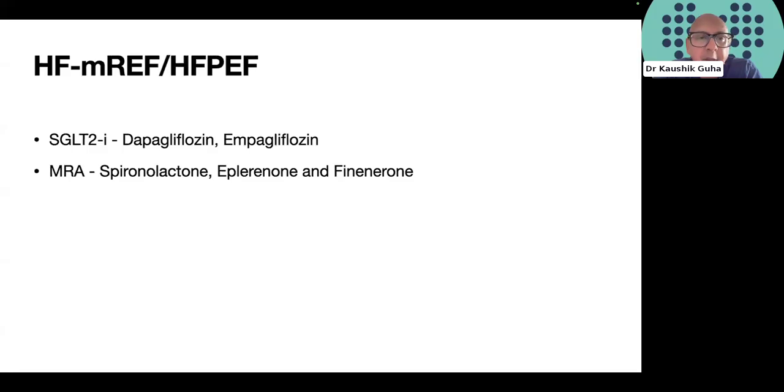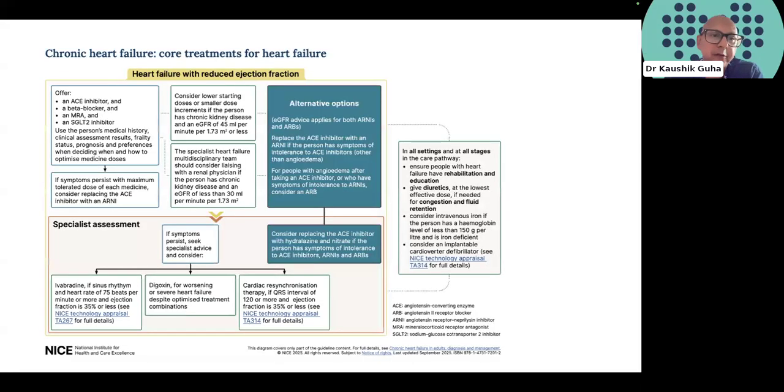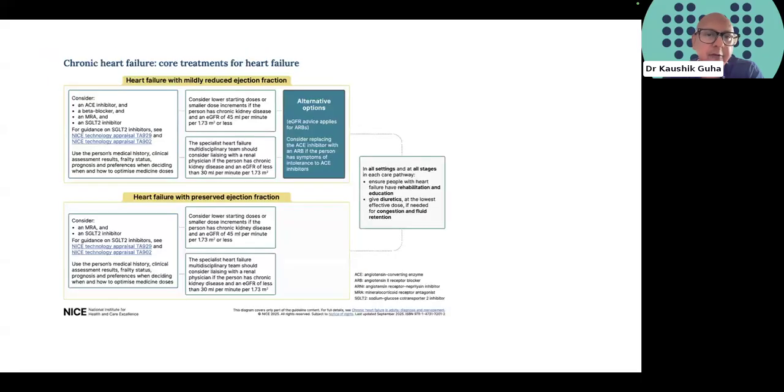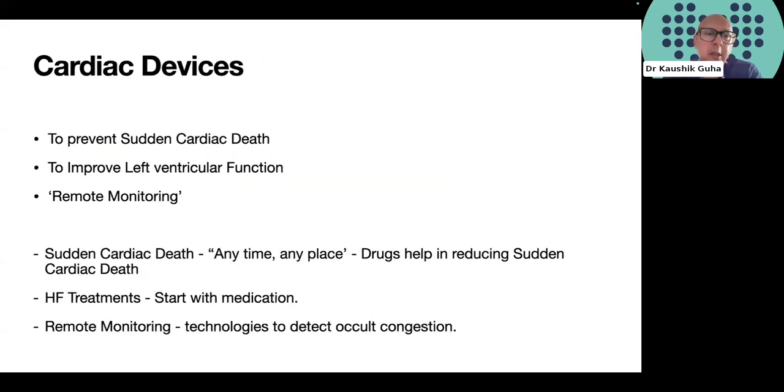And please note, this class is starting to evolve, and the latest drug, which has just got its NICE health technology appraisal in the last few weeks, is finerenone. So there may be more agents within this class. For the sake of time, I will skip over these, but this is what the NICE guidelines state in terms of our algorithm of treatment for all of the classes of patients with heart failure.